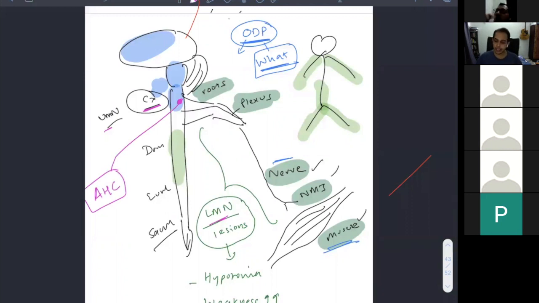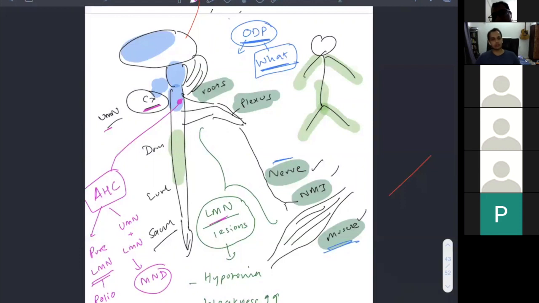I kept this to the last, because this could be either purely LMN, that is only your anterior horn cells are involved, which is seen in things like polio or West Nile virus, or it could be UMN plus LMN, which is seen in motor neuron disease.